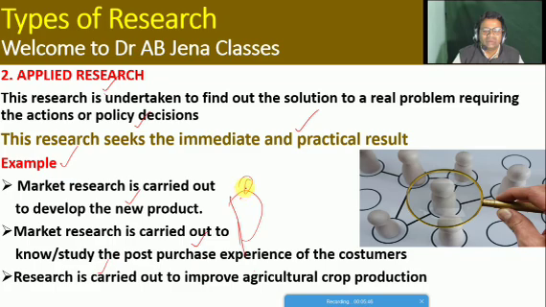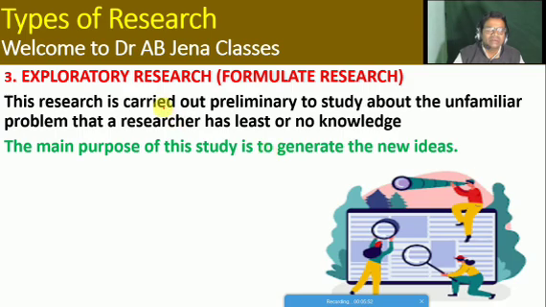Friends, we have already discussed these with suitable examples. The next category or type of research is exploratory research, which we can also call formulative research. This research is carried out as a preliminary study of an unfamiliar problem about which the researcher has little or no knowledge of the facts.